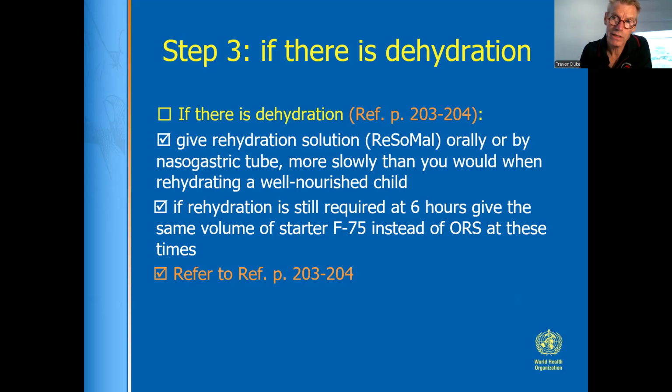But if they've got moderate levels of dehydration, then go a bit slower and replace the oral rehydration solution with the starter F75. ReSoMal won't protect so much against hypoglycemia, but feeding the child with F75 instead of oral rehydration solution will do that.